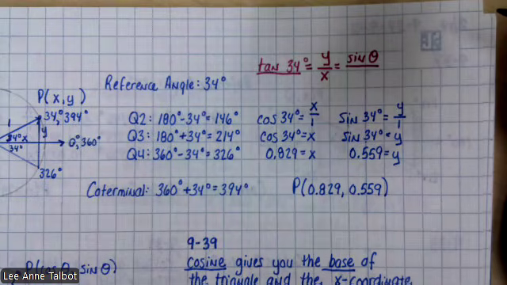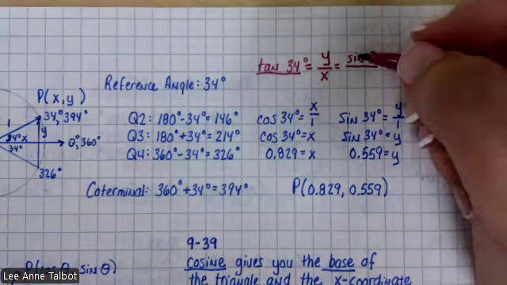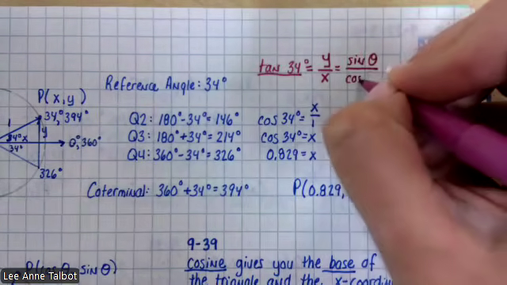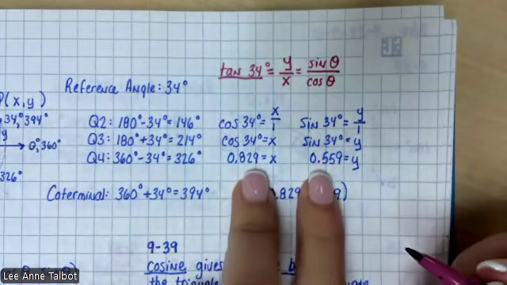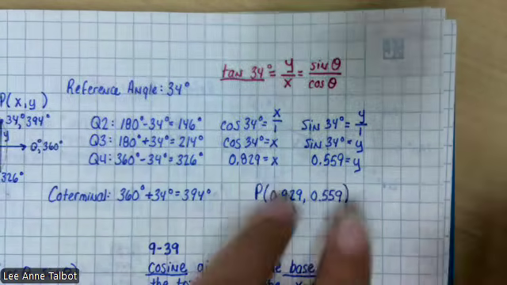And which one is cosine? Which one is x is cosine? I answered my own question. Okay, so what we're going to do to find tangent is we're going to take our decimals from y and x from this problem and divide them.